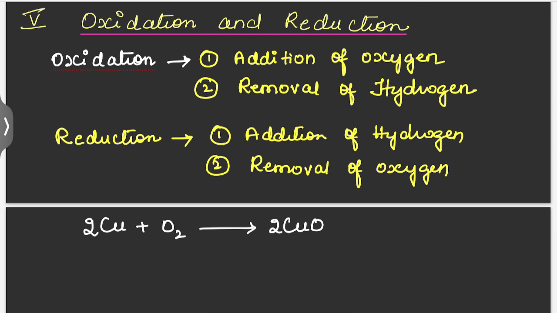Now let us see whether copper undergoes oxidation or reduction. Here you can see the plus sign. What we are adding here is oxygen. To the copper we are adding oxygen, and in the product copper oxide is formed. So addition of oxygen is called what? You can see here, addition of oxygen is called oxidation. Therefore this reaction is an oxidation reaction. So here I'll write: this is an oxidation reaction.